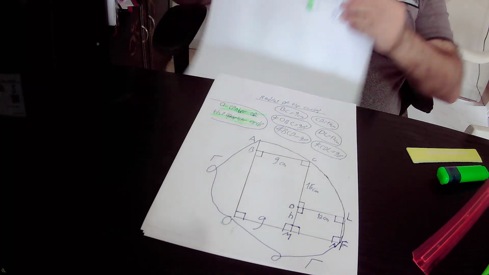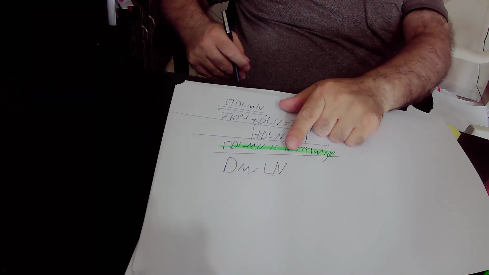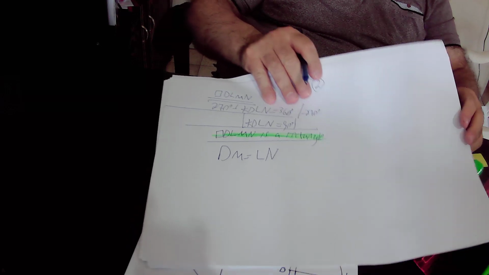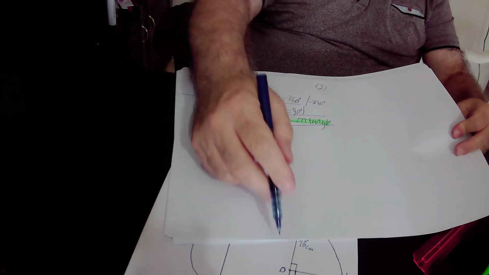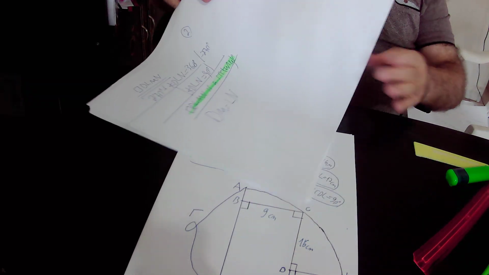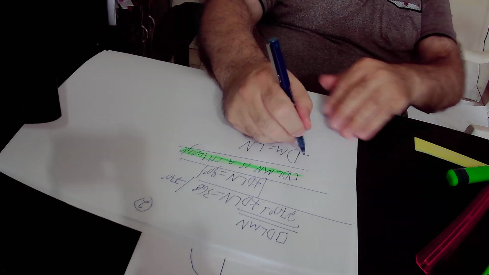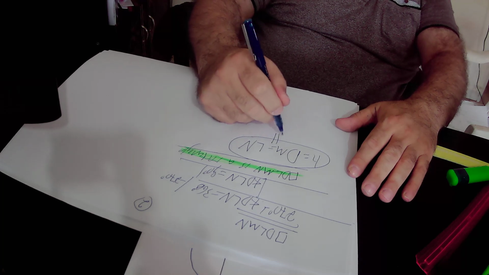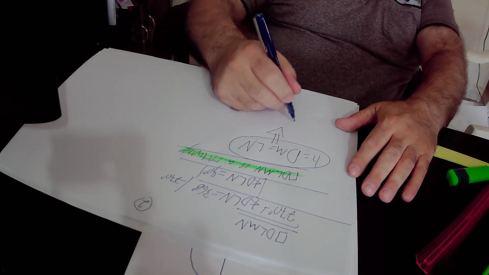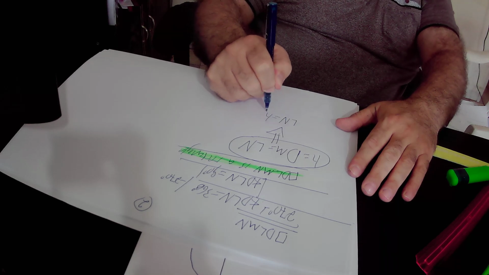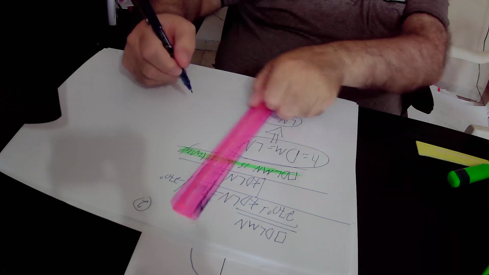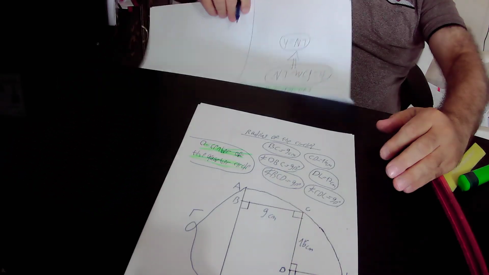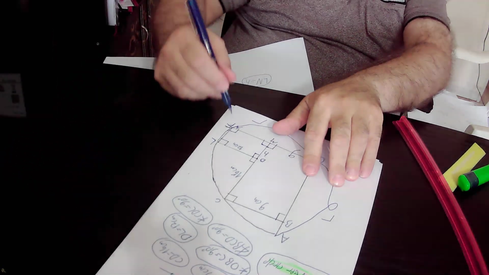I'll repeat again, side DM must be equal to side LN according to the rule that the opposite sides of a rectangle are equal to each other. But according to our definition, side DM equals H. So you can write here that DM equals H. And from this equation, H equals DM equals LN, we will derive that side LN is also equal to H. Here we can write down that side LN is also equal to H.